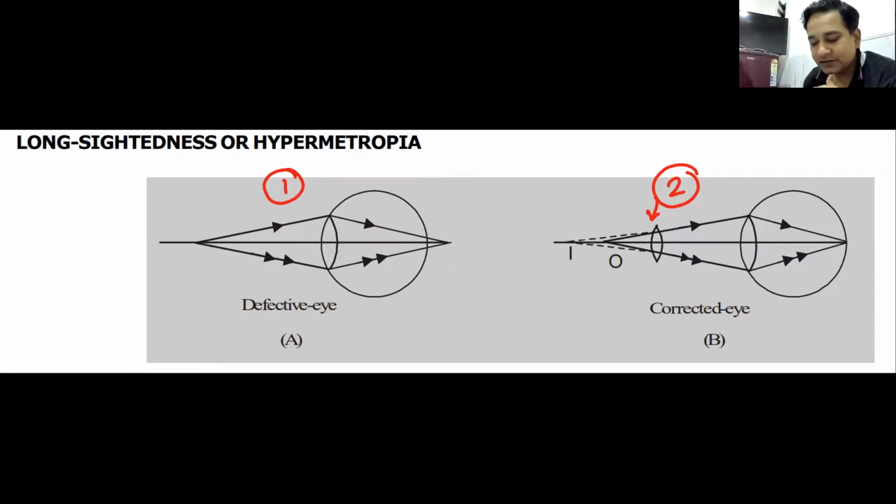I have got long-sightedness, far-sightedness, or hypermetropia. Number one is the defective eye, which is my eye right now. Number two will be the corrected eye, which you are going to correct for me. You'll get 1 minute to draw these two diagrams. And remember, a convex or converging lens is required to correct this defect of mine.